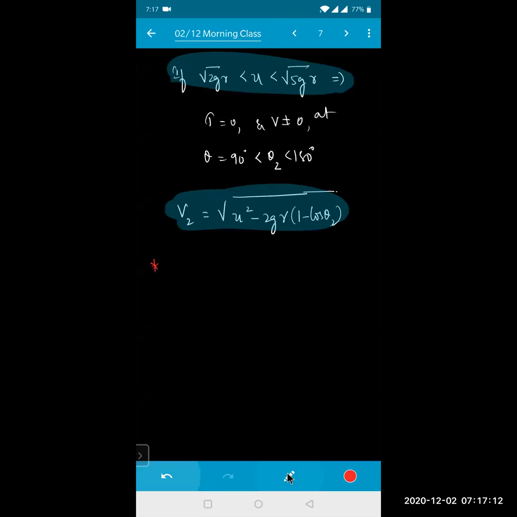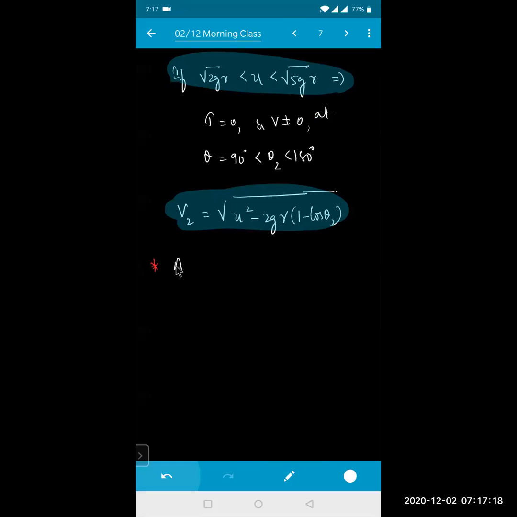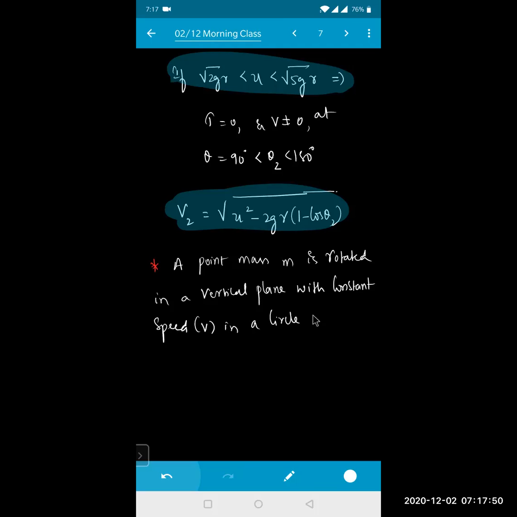Give a star mark on this one and write this point beta. See this one. Say a point mass m is rotated in a vertical plane with constant speed v in a circle of radius r.